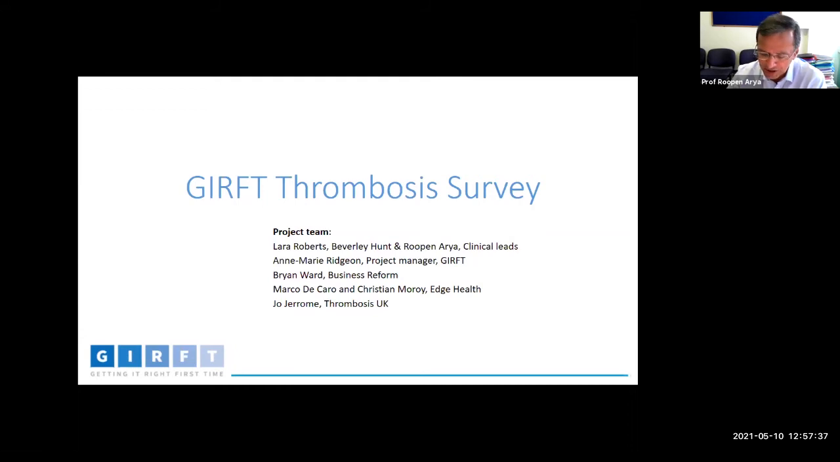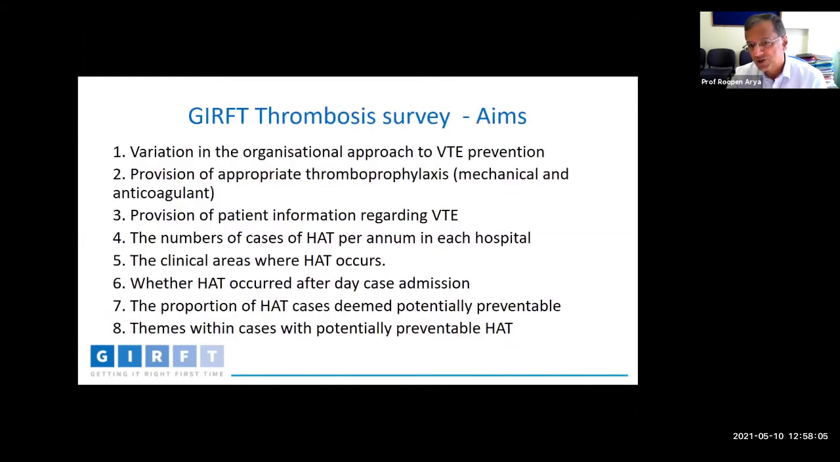But we were aware that there were issues about a considerable ongoing burden of hospital-associated thrombosis, which was reflected in our local data, as well as the rising litigation costs around hospital-associated thrombosis, which over a 5-year period was nearly £90 million. So about 3 years ago, a group of us clinicians, as well as Thrombosis UK, the Exemplar Network and GIRFT, got together and resolved to address this through the GIRFT thrombosis survey.